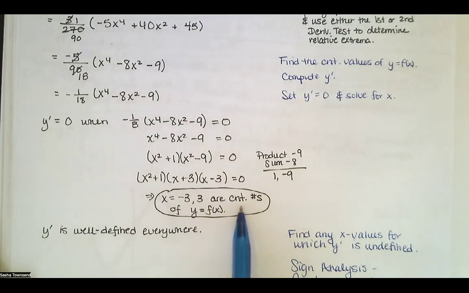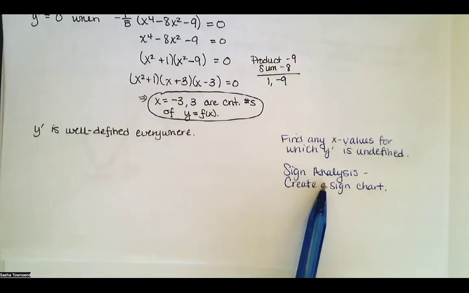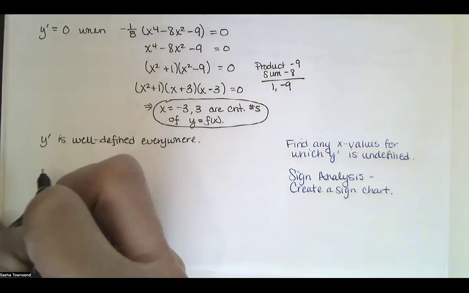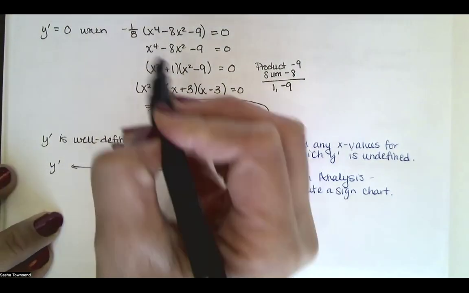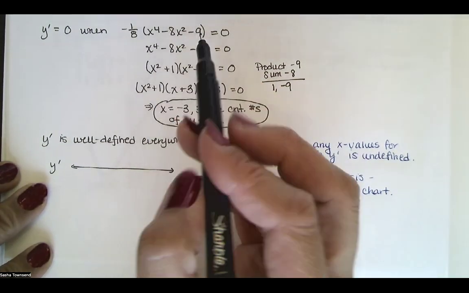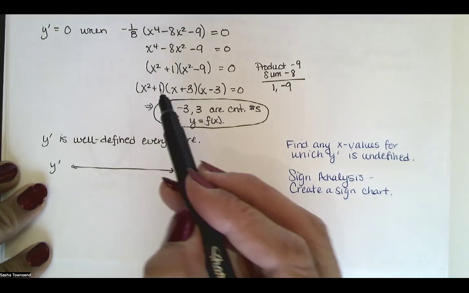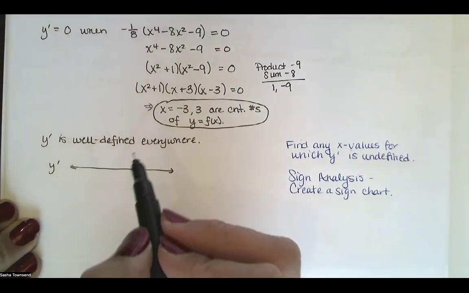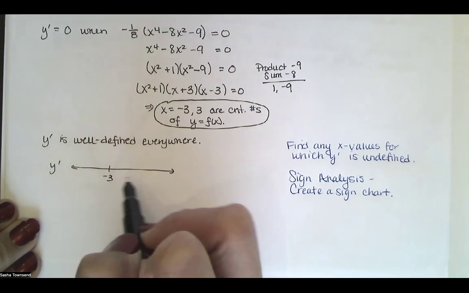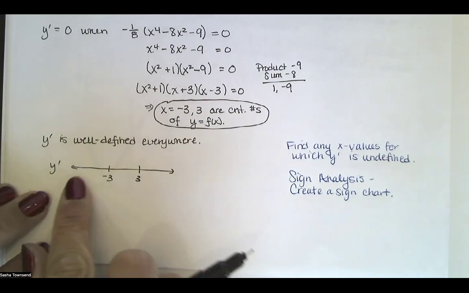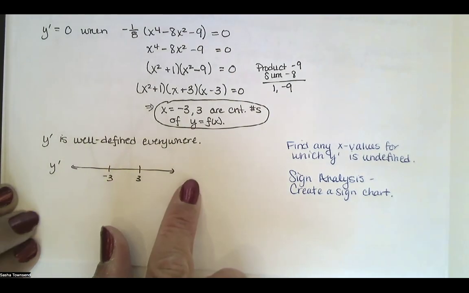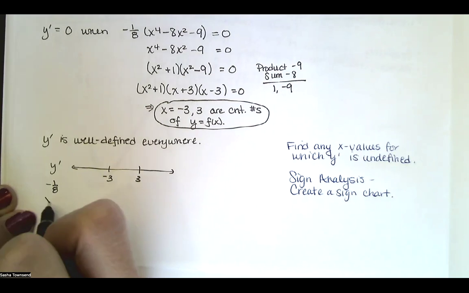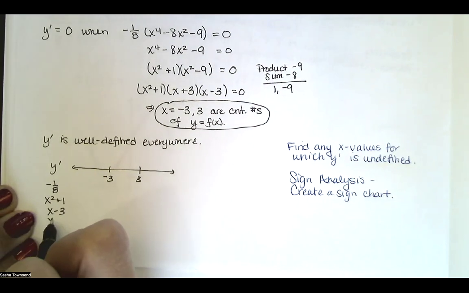Okay, so we found our critical numbers. Now, once you have your critical numbers, we want to create a sign chart for y prime. Now remember, y prime is actually the product of this -1/8 and that polynomial. So it's actually -1/8 times this, times this, times this. The way we do our sign analysis is we write our critical numbers on a number line. So we actually have 3 intervals of interest: -infinity to -3, -3 to 3, and then 3 to infinity. And then we say y prime is the product of -1/8, x squared plus 1, x minus 3, and x plus 3.